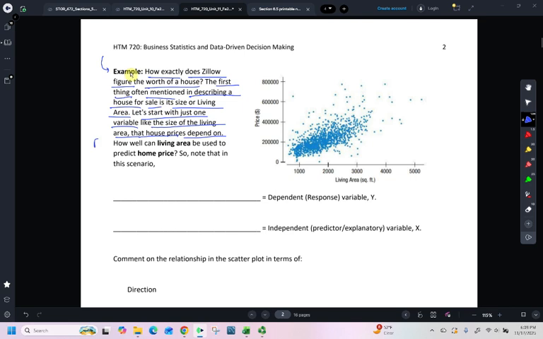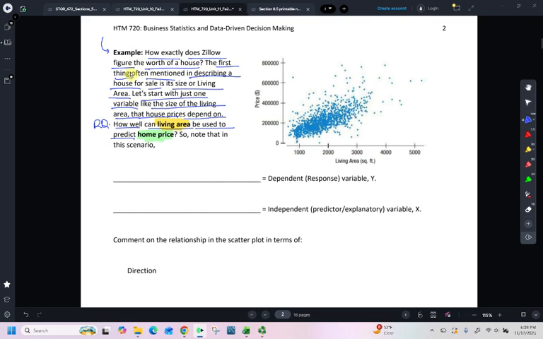So we ask the research question: how well can living area be used to predict home price? In other words, does the home price depend on the living area? If that is the case, then we might be able to explore how they are connected.